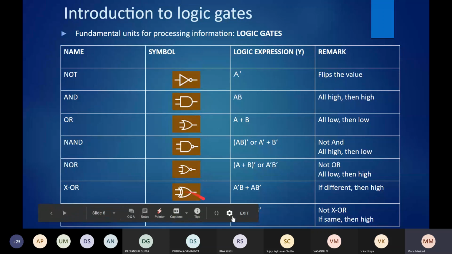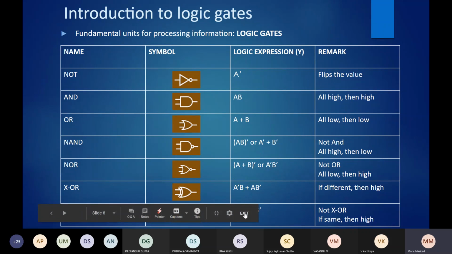Next is the XNOR gate. This is the symbol and this is the logic expression AB plus A dash B dash. Remark is not XOR. That is, if same then high. So if both the inputs are same, like 0, 0 or 1, 1, then only output would be high. Otherwise it would be low.